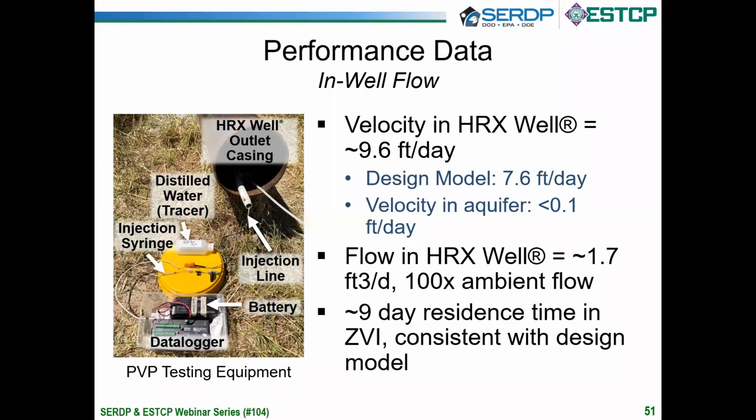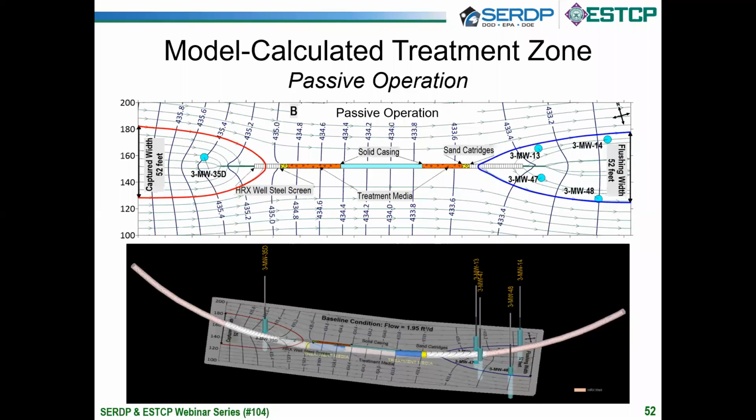I mentioned that we installed PVPs to measure groundwater velocity in the HRX well. Our design model was hoping that within the well we'd have about 7.5 feet per day of flow. Again, recall the aquifer velocity is less than about 1/10 of a foot per day. Based on the PVP data, the average was around 9.5 to 10 feet per day. So that clearly validated the flow focusing and translates to about a 9-day residence time within the ZVI, which is consistent with the design model.